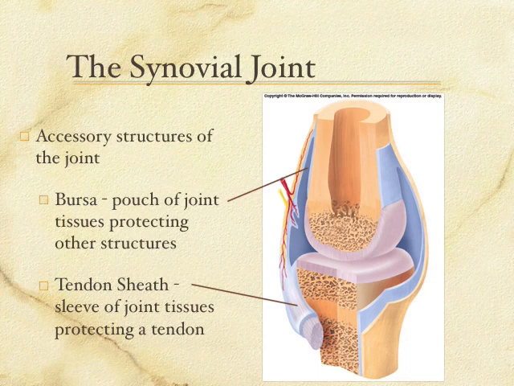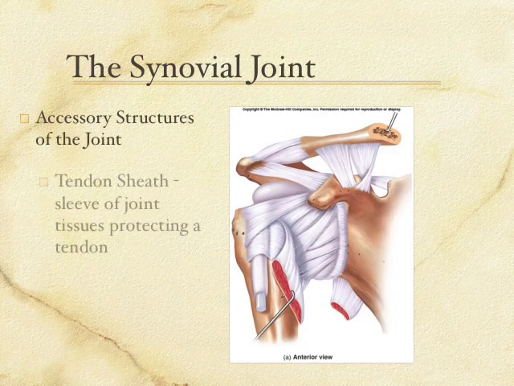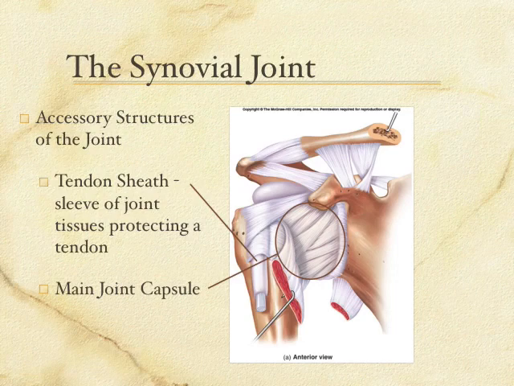An example of this from a real life perspective is what you see right here. Here's the main capsule here. This is again that shoulder area. And here's a tendon. Actually this is one of the tendons of your biceps muscle. And that tendon runs right up in a groove on the humerus here and up into the shoulder. And there's a sleeve because it's running right along the side of the bone and kind of curving over the side of the bone. There's a sleeve or a tendon sheath surrounding that, protecting that.